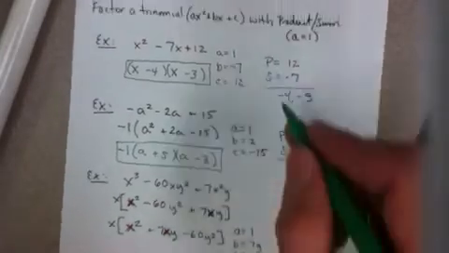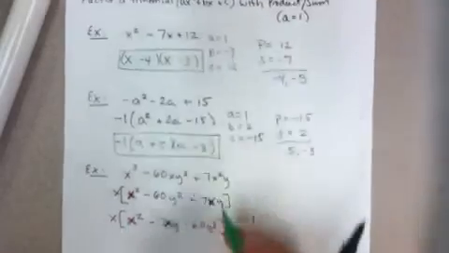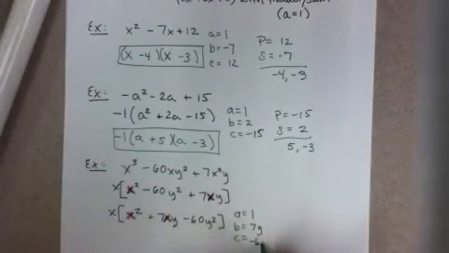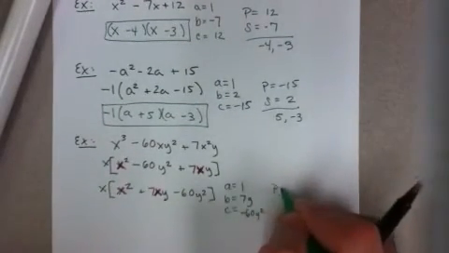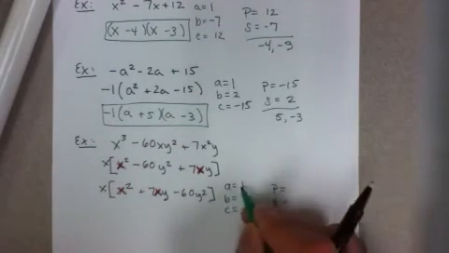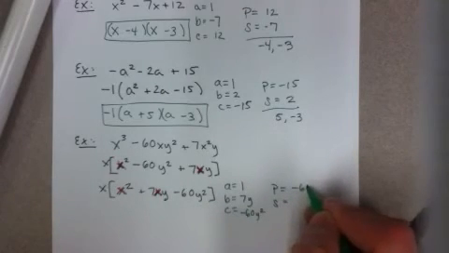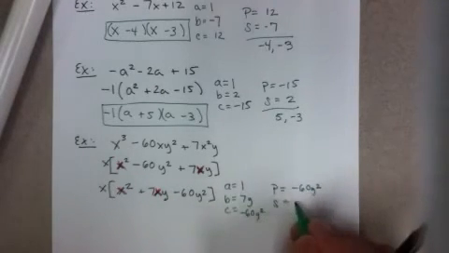And then the c value, again, originally was just the term on the end, so this time that would be the entire negative 60y squared. Now the product and sum still work the same way. The product is a times c, which for us will be negative 60y squared, and the sum is 7y.